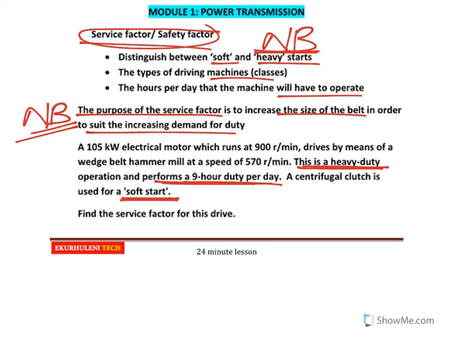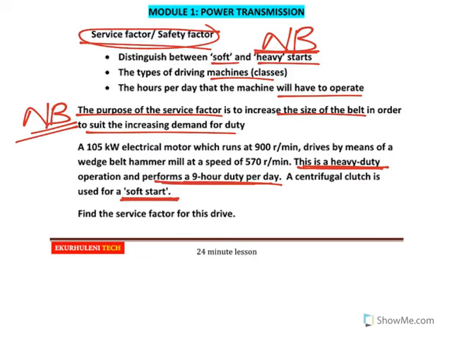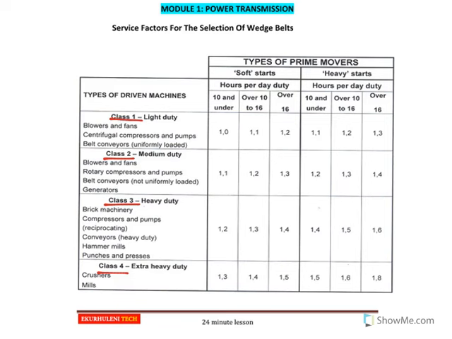Now in here, you're going to come to a diagram or to a table that they're going to give in an exam. Now they said heavy duty. You look at the classes. There is class 1, class 2, class 3, class 4. In our question, they said heavy duty. So you come and look under heavy duty, which is class 3.